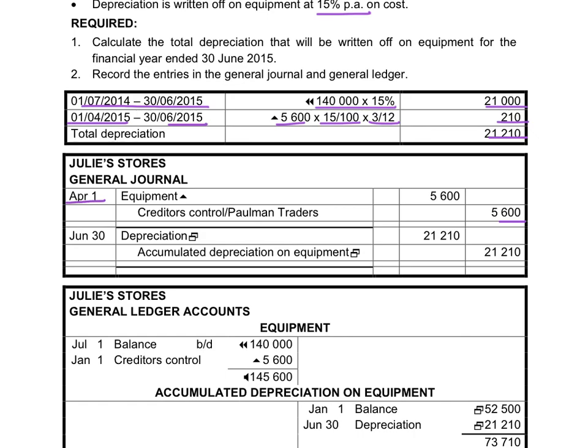At the end of the financial year, we will write off depreciation, and although it's on two different assets, you will only use the total amount to indicate what is the depreciation on equipment at the end of the year. Depreciation is an expense. Expenses increase on the debit side, so we will debit depreciation. Accumulated depreciation is a negative asset that will increase on the credit side and will keep on accumulating until it reaches the cost price of the asset.